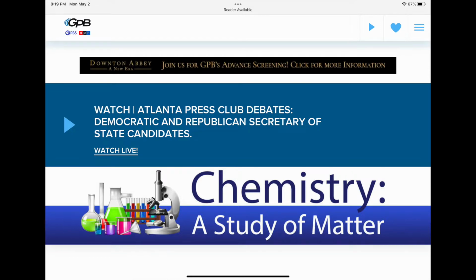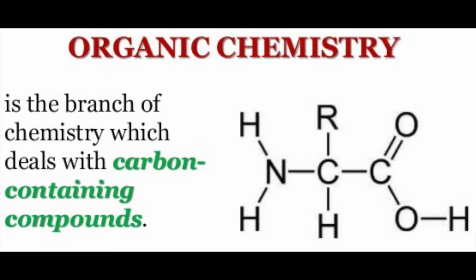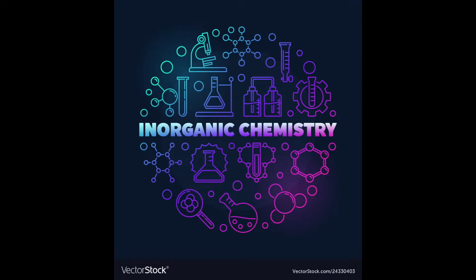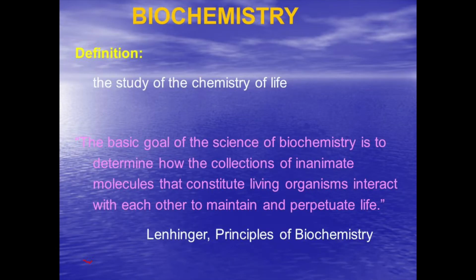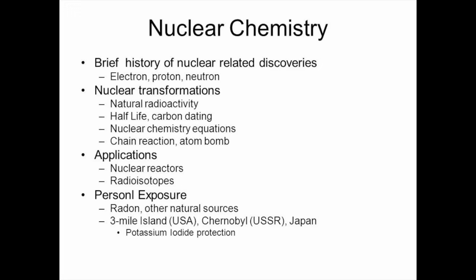Chemistry's definition is the study of matter. There are 5 types of chemistry: organic chemistry, the study of carbon-containing compounds in both living and non-living things; inorganic chemistry, the study of everything except carbon-based compounds; biochemistry, the study of the chemical processes that happen in living things; physical chemistry, the study of chemical systems as they apply to physics concepts; and nuclear chemistry, the study of chemical changes in the nucleus of an atom.